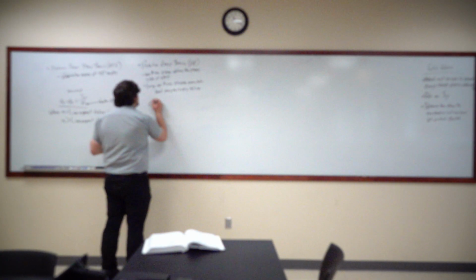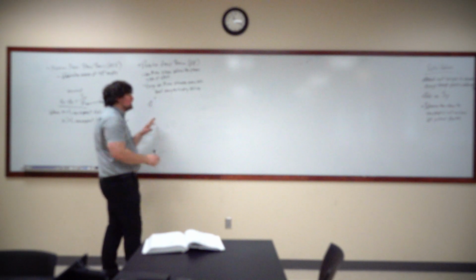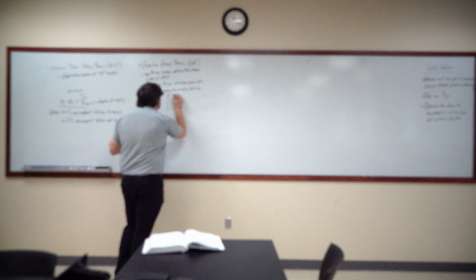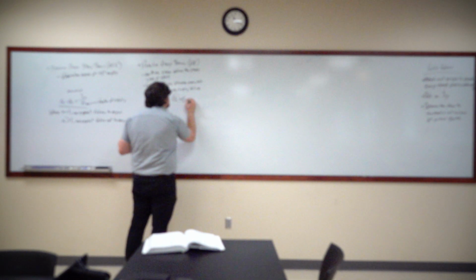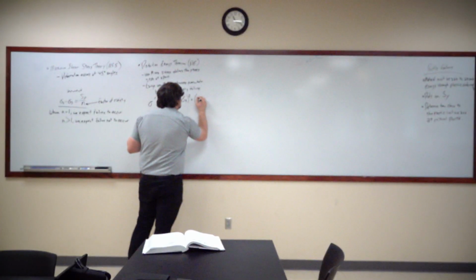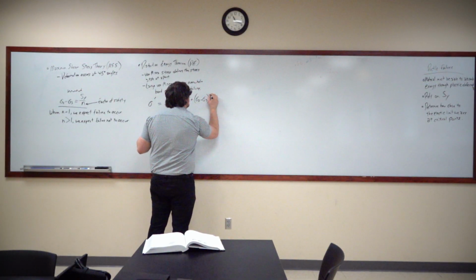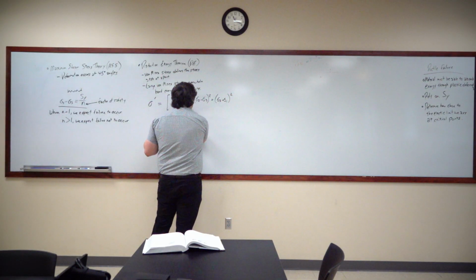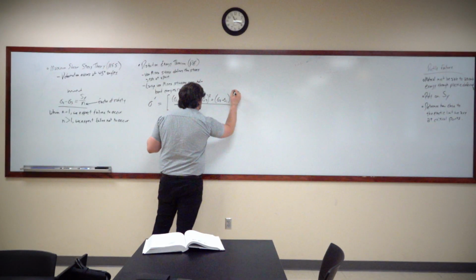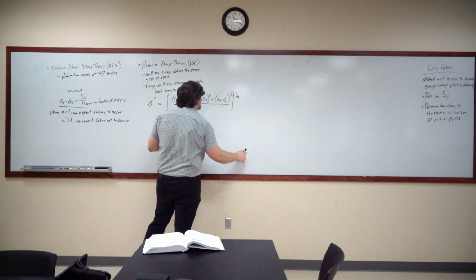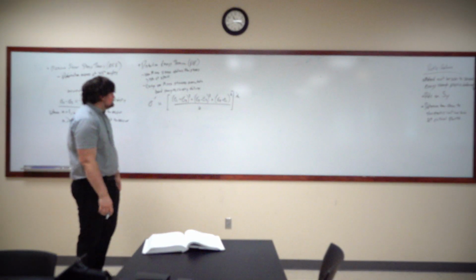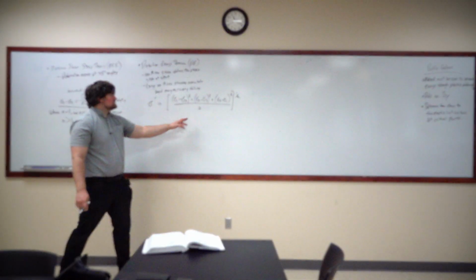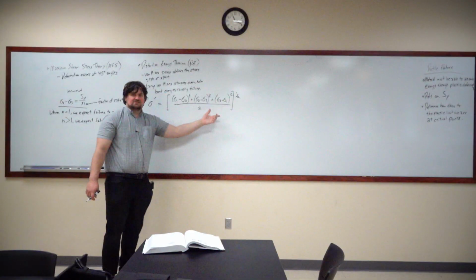Now, the definition of our von Mises stress is going to be sigma prime. This is going to be equal to sigma 1 minus sigma 2 squared plus sigma 2 minus sigma 3 squared plus sigma 3 minus sigma 1 squared, divided by 2, and then we take this to the 1/2 power. The reason why it's divided by 2 is because every one of these stresses shows up twice.